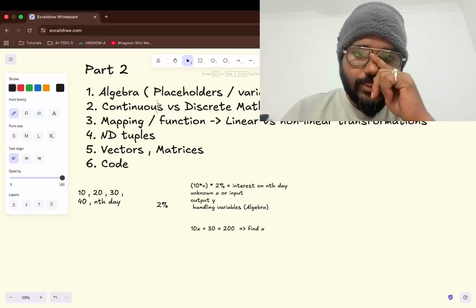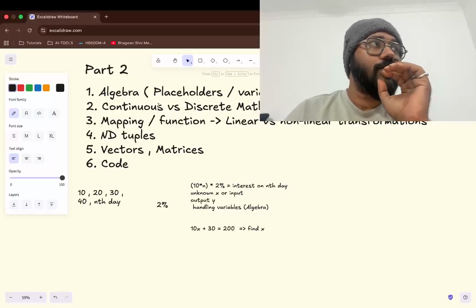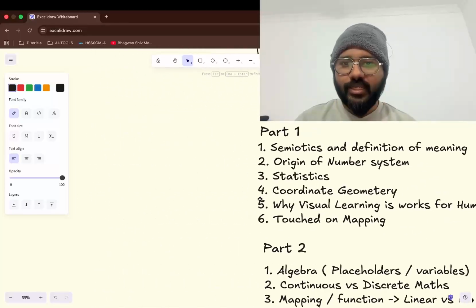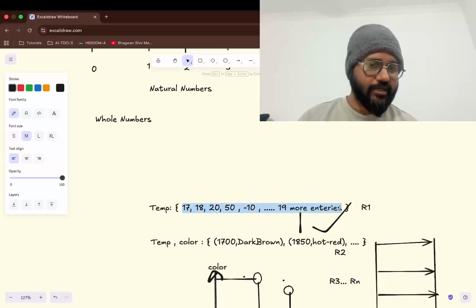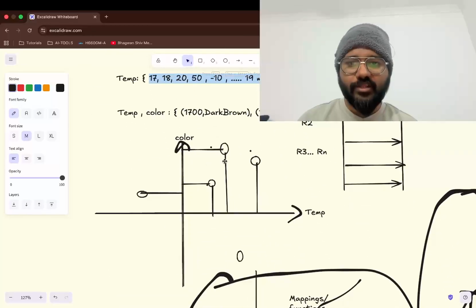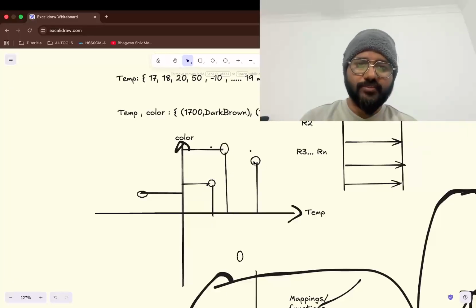Now, continuous and discrete mathematics. This is a very crucial thing which we need to understand. When we were talking about the number system, and when we derived statistics out of it, we had a set of defined numbers. Here we are dealing with discrete numbers, right? A set of numbers are defined, so the math is not continuous. If I am representing these points visually, these are the discrete points. What do you mean by discrete? These are a discontinuous set of points.